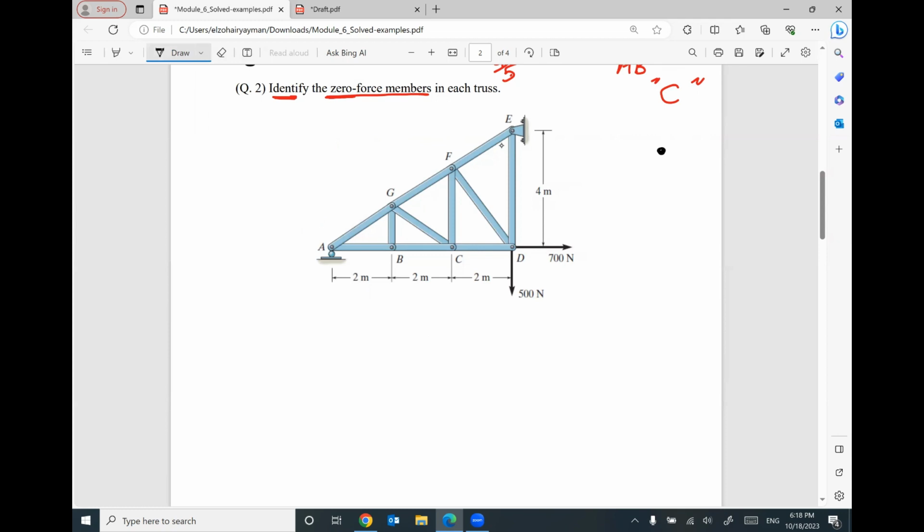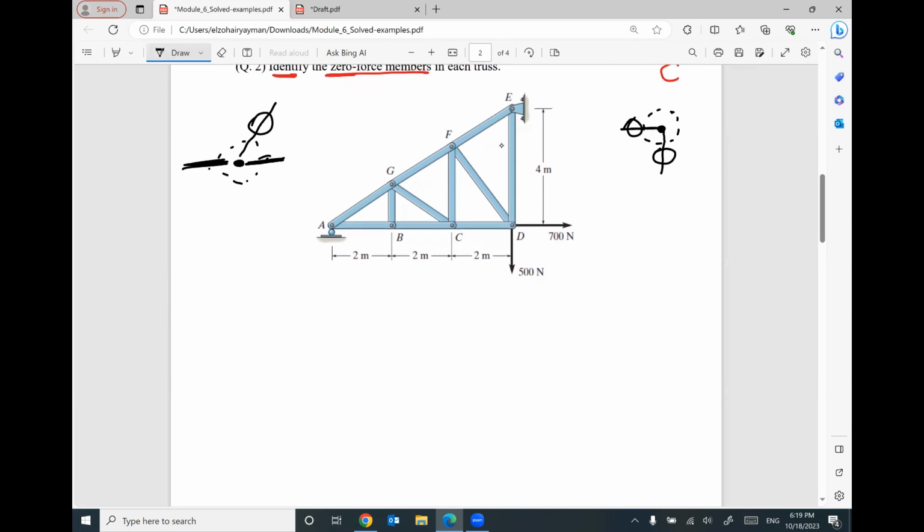Case number one: if you have a joint with two members only, and no external force or reaction is given at this joint, the two members will be zero. We have another case. If you have a joint with three members, but two of them are collinear, and no given external force or reaction at this joint, the third member will be zero.